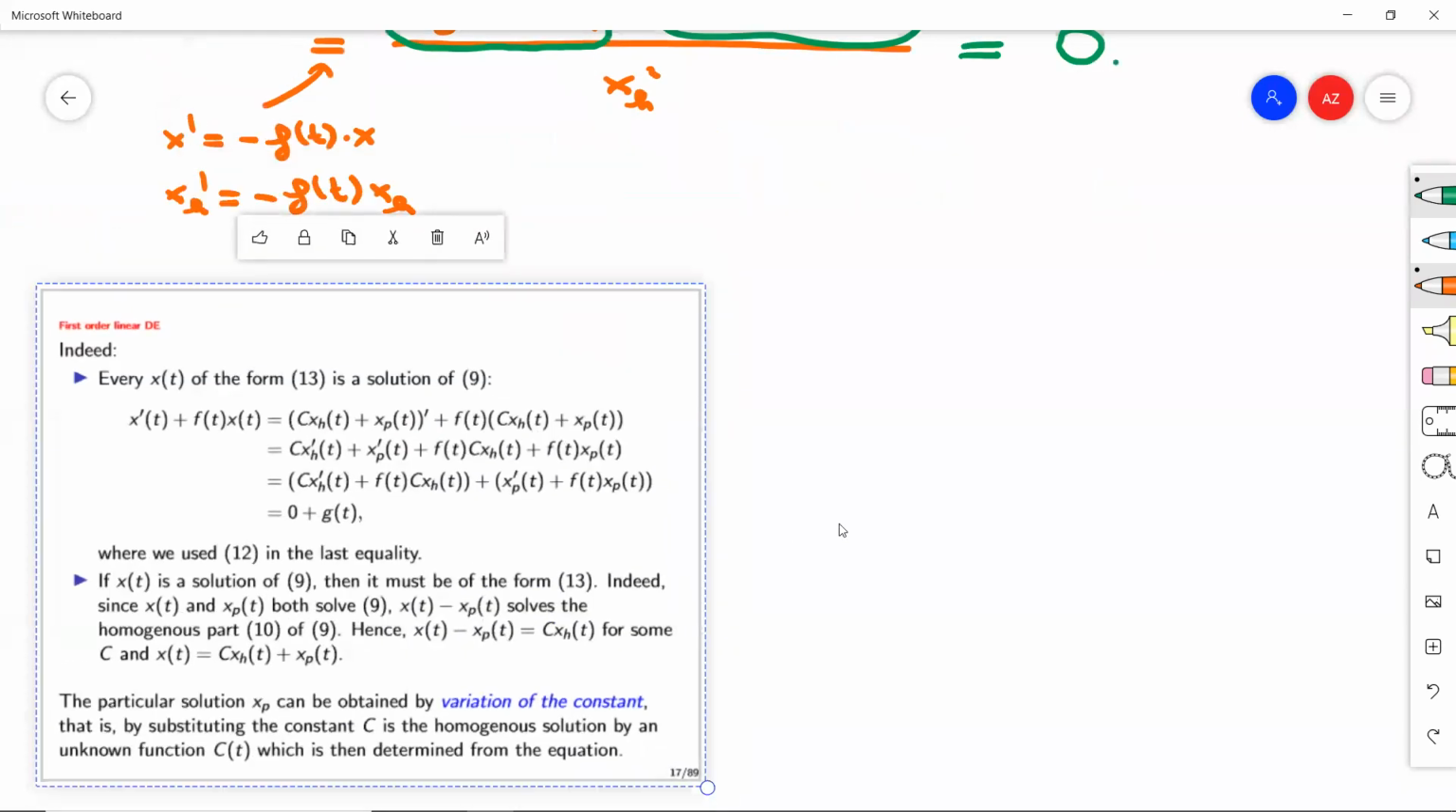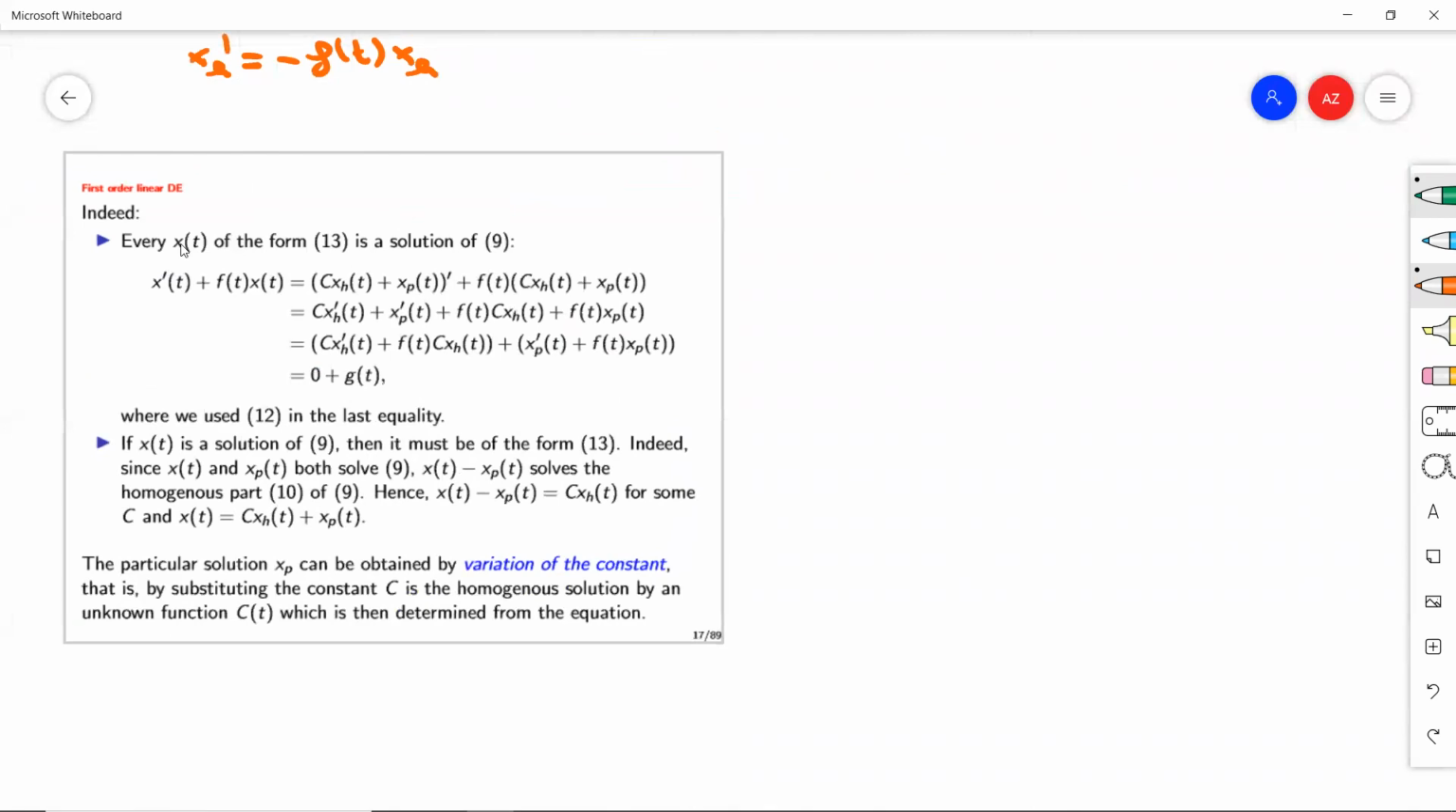So you see, this is the second step. First we have to check. So we have to prove two steps. First, in the first step, what's done here in this step. In this step, it's proved that every function of this form, C times XH plus XP, is a solution of the differential equation. So it's a short calculation, 4 lines.